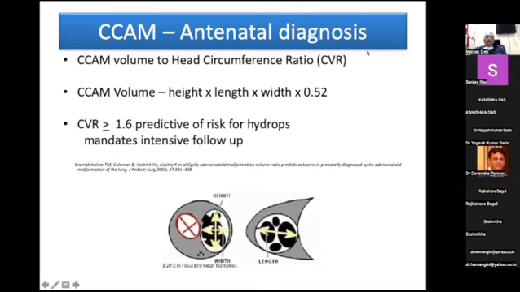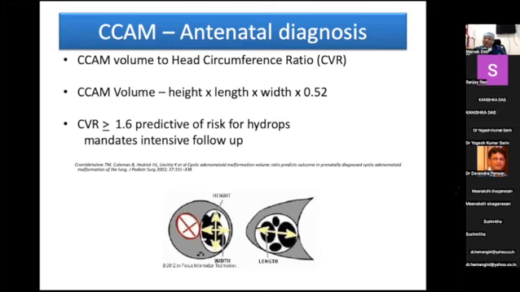So one of the other modalities: as we have gone along, apart from a phenotypic classification into macrocystic and microcystic, other parameters have been developed in the monitoring of a CCAM. One of the most popular parameters or indices used to monitor a CCAM is the CCAM volume to head circumference ratio, as proposed by Crombleholme's group.